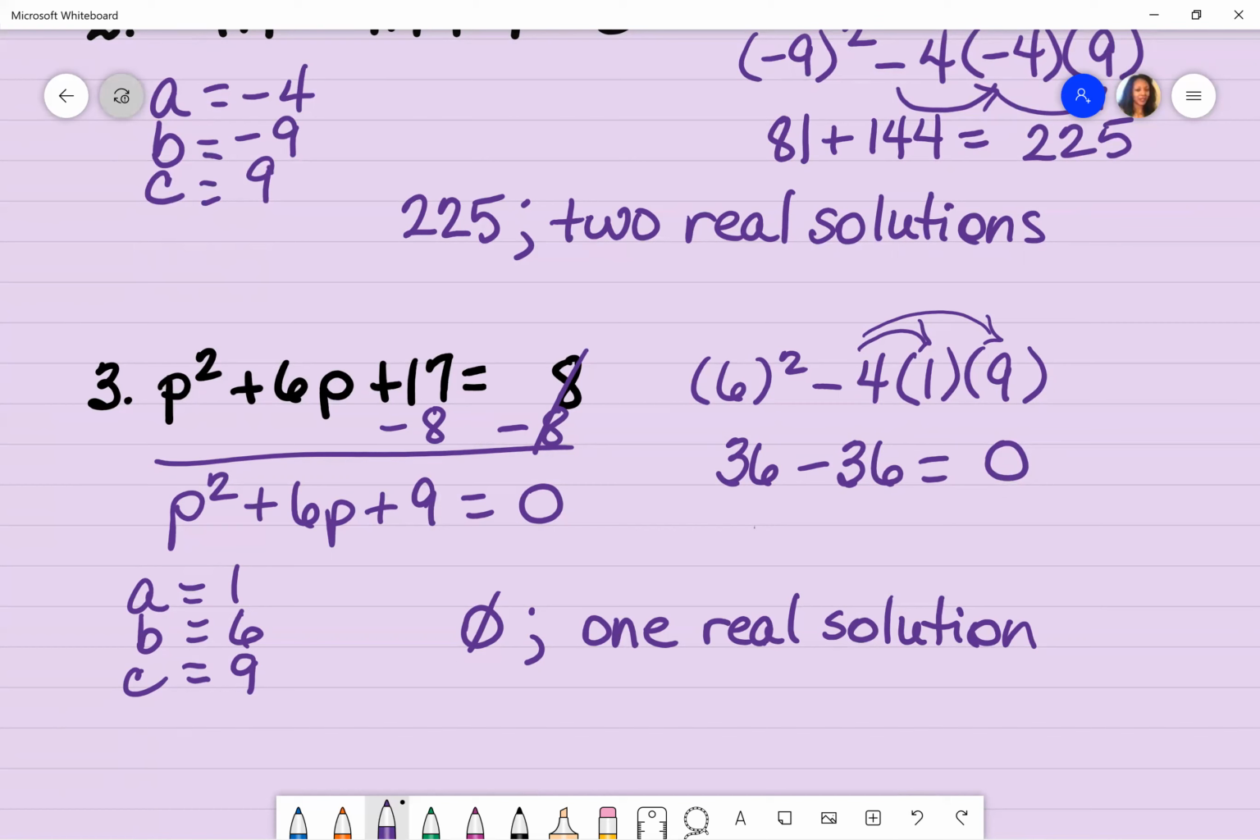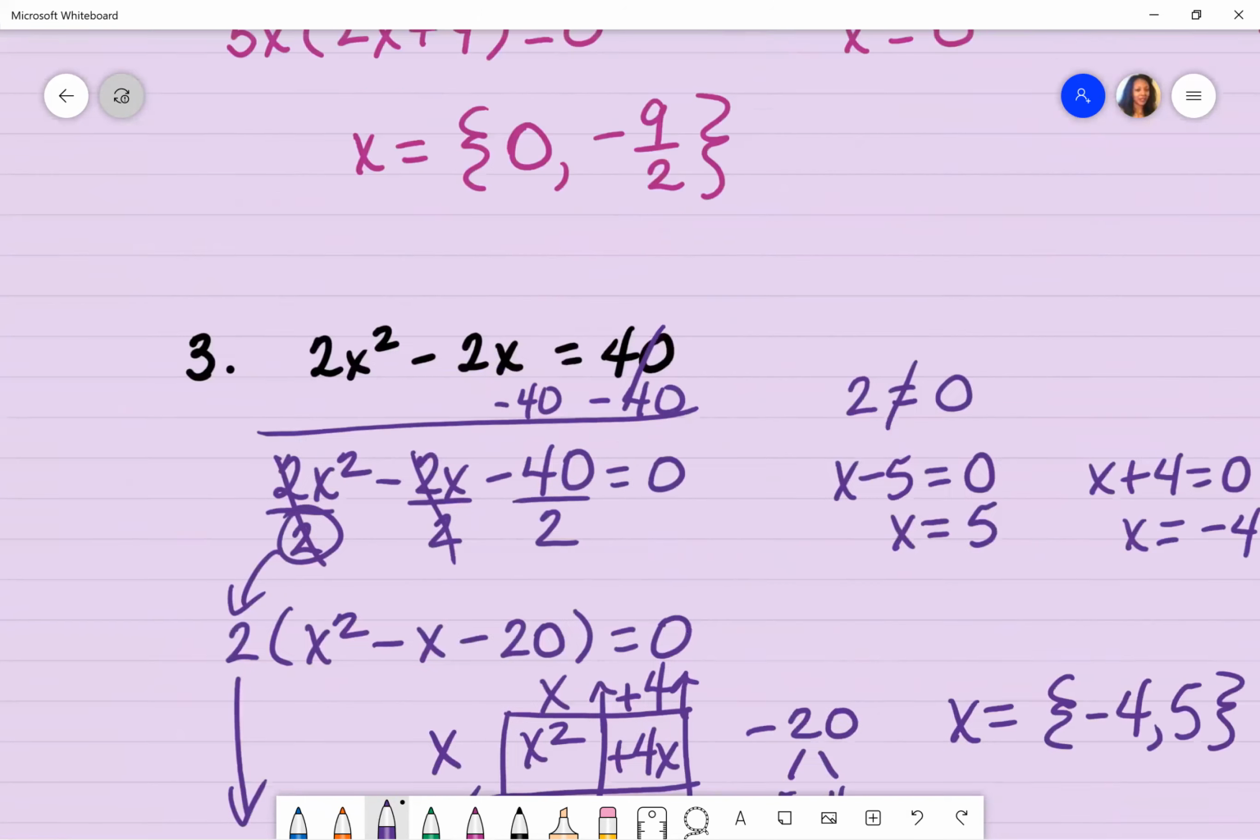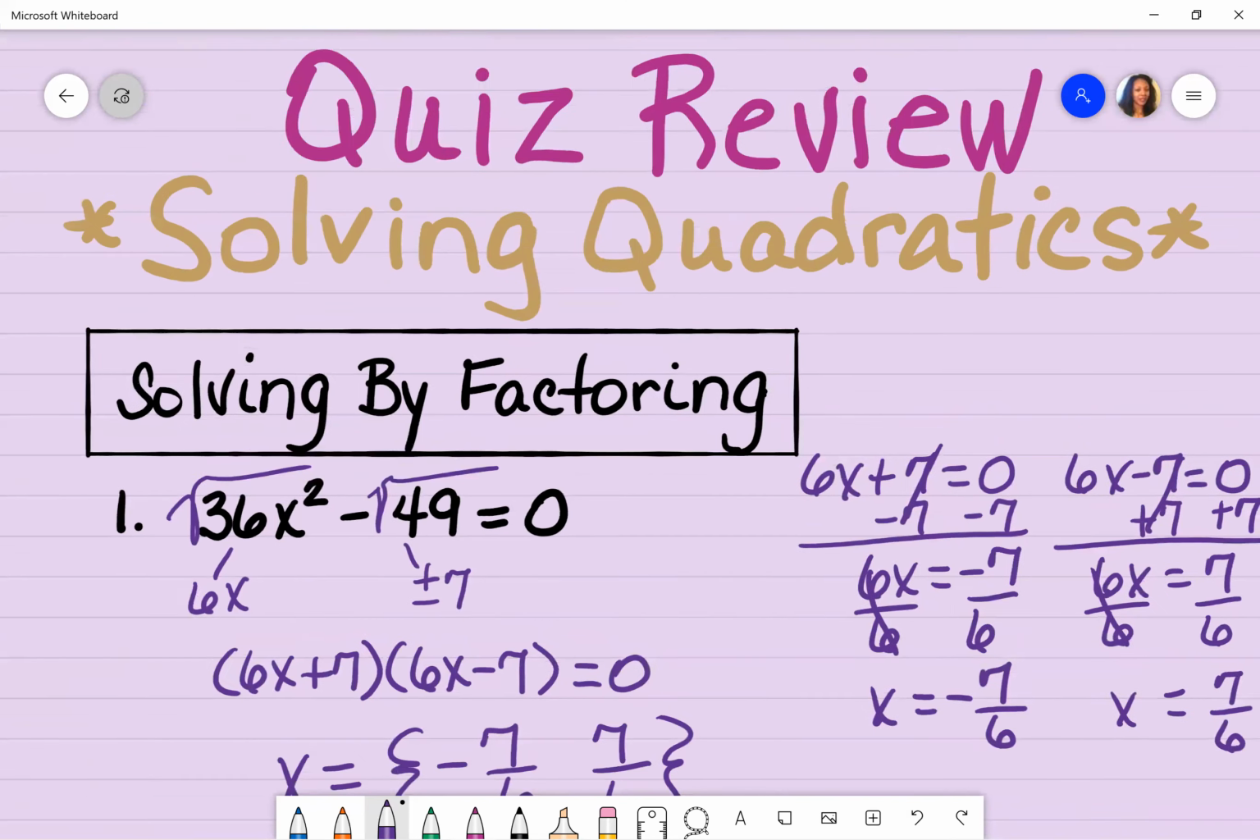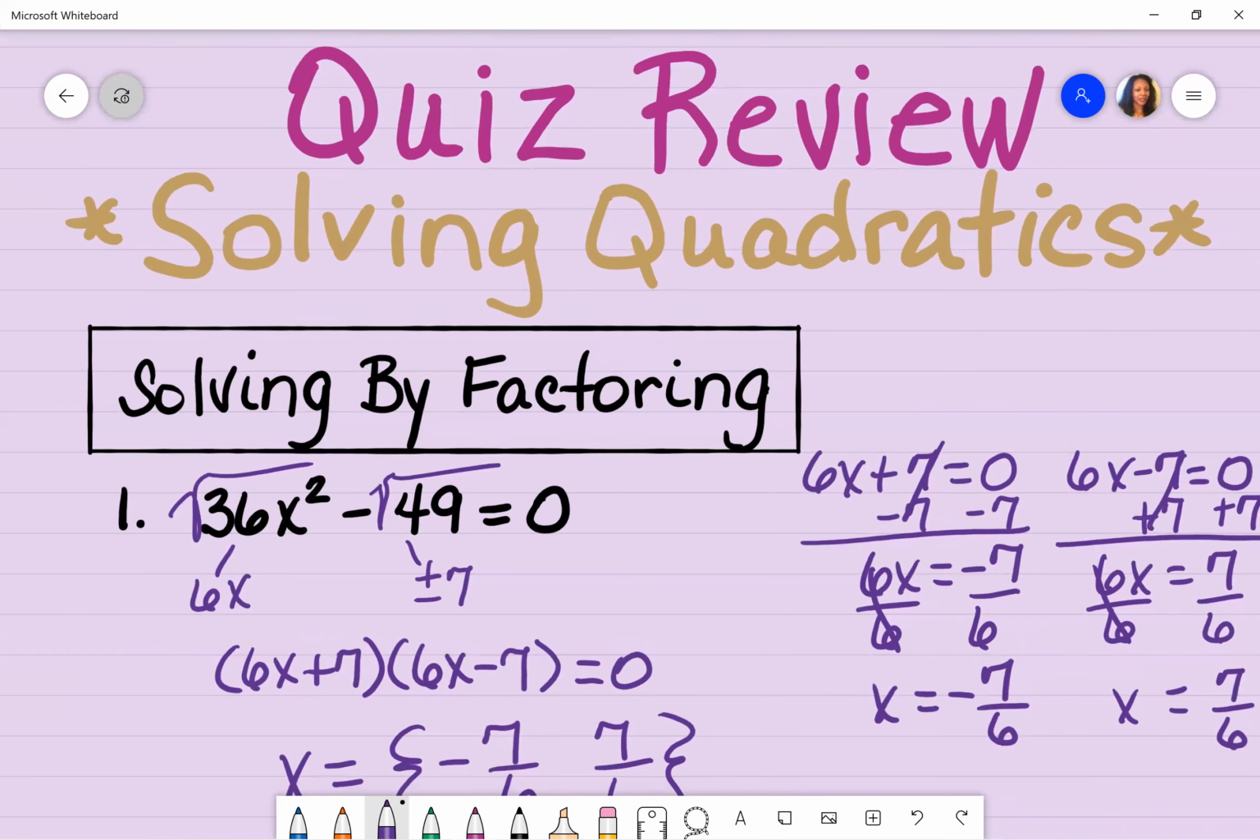I hope that helped everybody to be prepared for this quiz that's coming up. I will do a test review at a later date, and I will also do the factoring calculator method for those of you who still need help with factoring using that calculator.